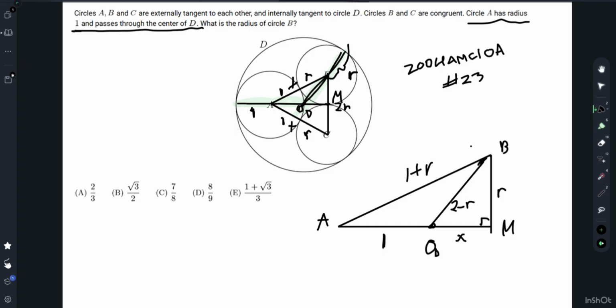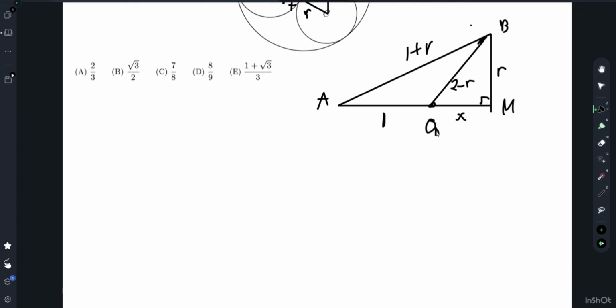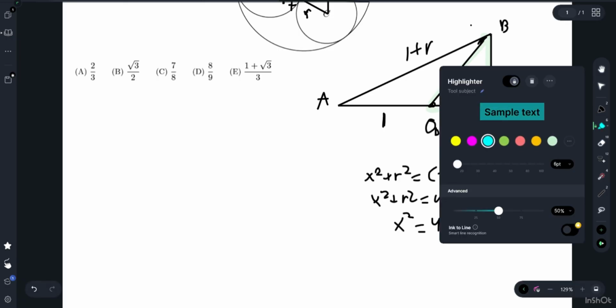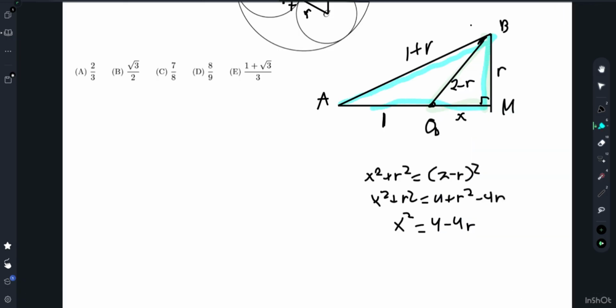Now let's use the Pythagorean theorem, first on this triangle I highlighted. So we have x squared plus r squared equal to (2 minus r) squared. Let's expand to simplify: this is 4 plus r squared minus 4r. We can subtract r squared on both sides, so x squared is equal to 4 minus 4r.